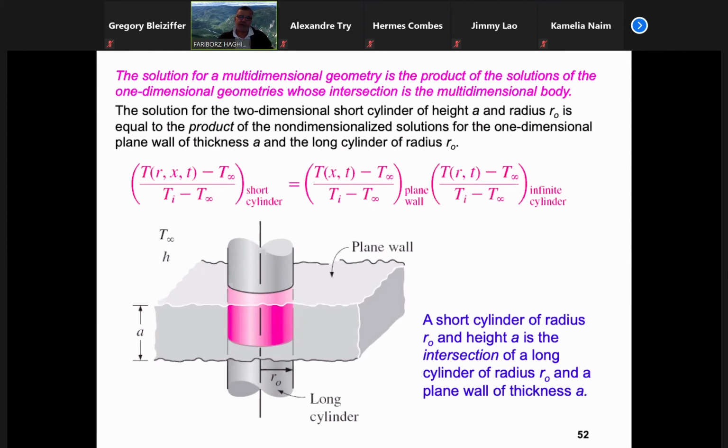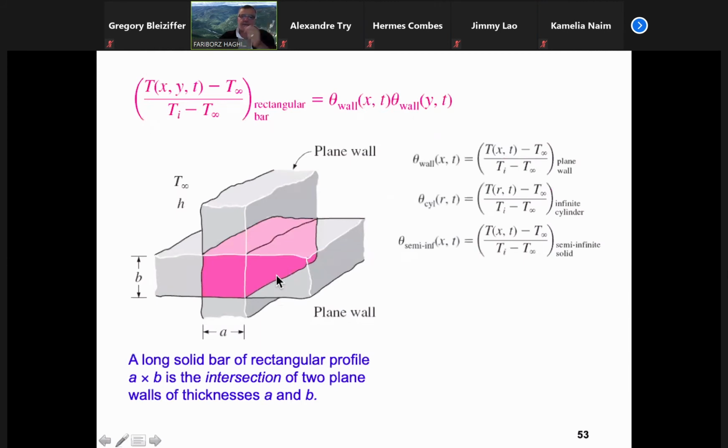Again, we have done it many, many times in mathematics, okay? Therefore, in this case, we can solve the two-dimensional problem by finding the solution in the X direction as a function for the plane wall, and the R direction as a function for the long cylinder, and multiplying them together, okay? Therefore, if you have a small rectangular system right here, you can consider this cross-section the product of a long plane in the X direction and a long plane in the Y direction, okay?